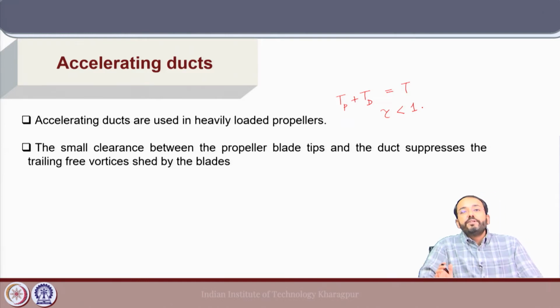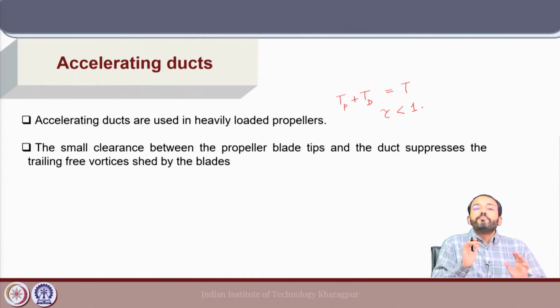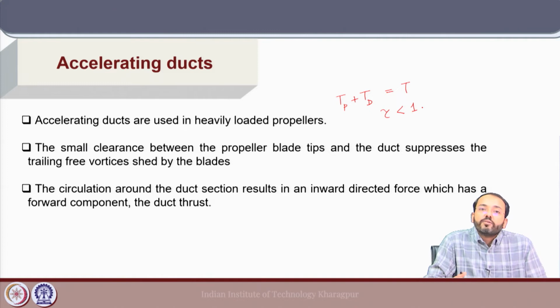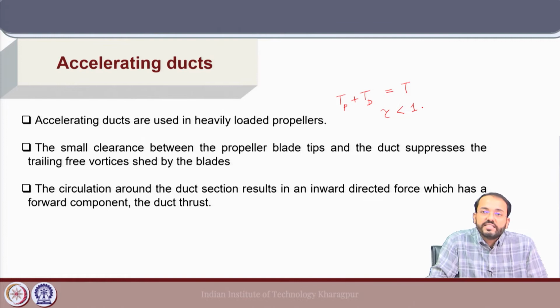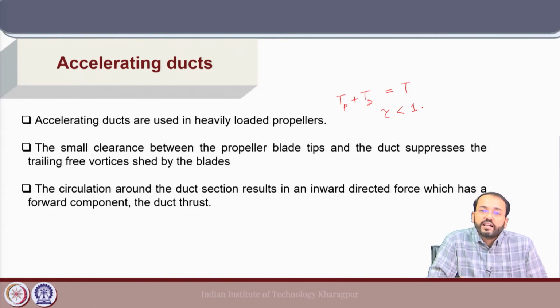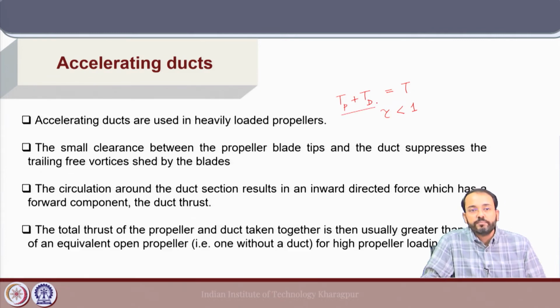A small clearance between the propeller blade tips and the duct suppresses the trailing vortex shed by the blades. So, because the propeller blade tip is very close to the inner surface of the duct, the tip vortex which is shed from the propeller tips is suppressed by the presence of the duct. The circulation around the duct results in an inward directed force, as we have just seen, and this force has a forward component which is the duct thrust, which adds up to the propeller thrust to give the total thrust.